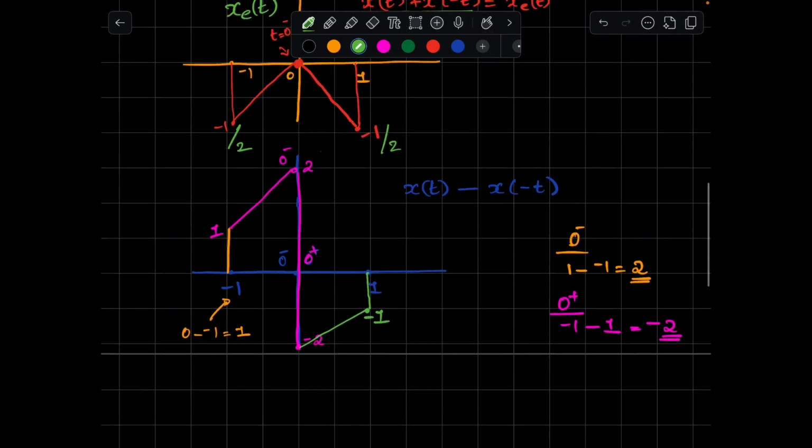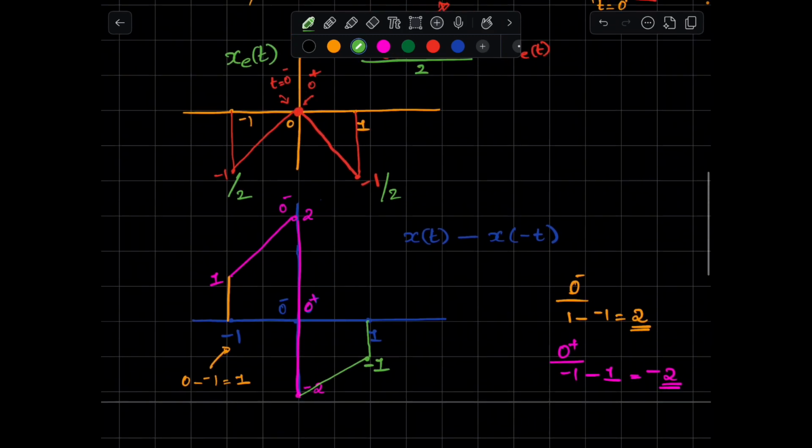So this signal is actually the odd part of the signal, but it is not finished. We want to find the odd part. How to find it? We have to divide it by 2. So I am going to divide this signal by 2. That means this 2 becomes 2 over 2, minus 2 becomes minus 2 over 2, and minus 1 becomes minus 1 over 2, and this 1 becomes 1 over 2. So then we will get the odd part of the signal. So this is the even and the odd part of this signal.